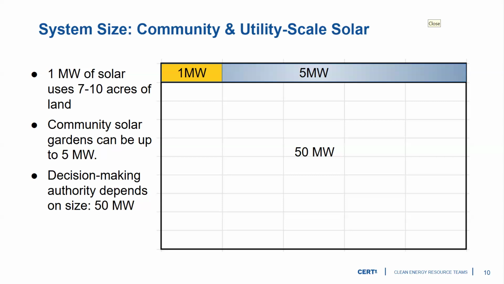That's because decision-making authority about permitting of those energy facilities has a dividing line at 50 megawatts. Smaller than 50 megawatts, the jurisdiction rests with the local government, usually the county. Larger than 50 megawatts, the jurisdiction rests with the State Public Utilities Commission. So in Minnesota, facilities larger than 50 megawatts rest with the Public Utility Commission. They decide on the permitting of that facility.